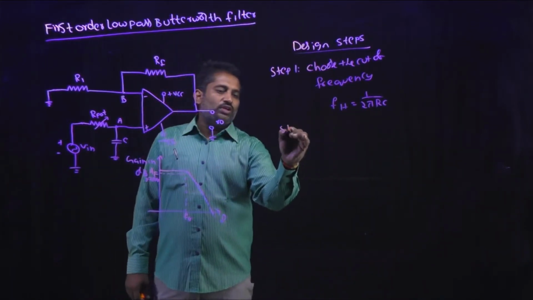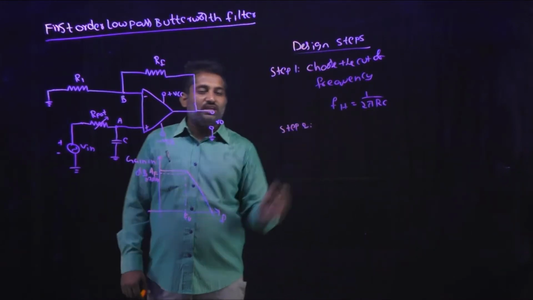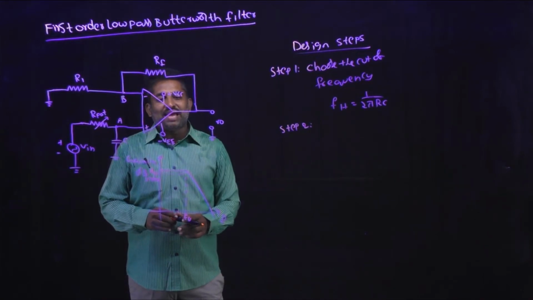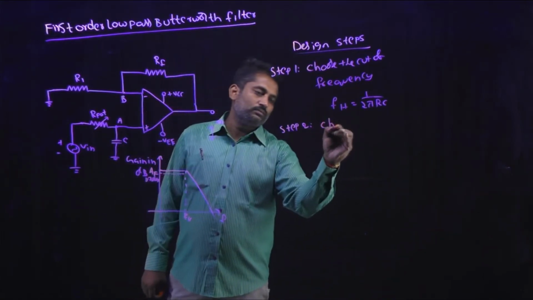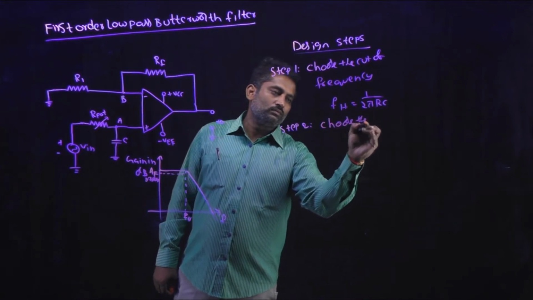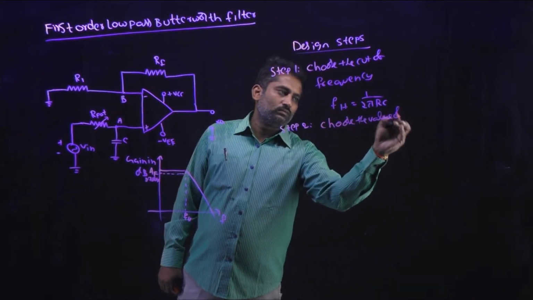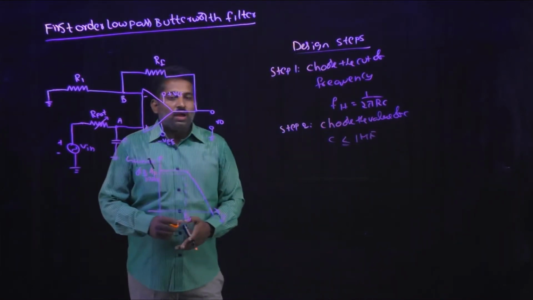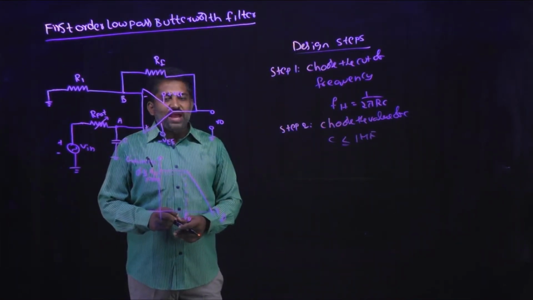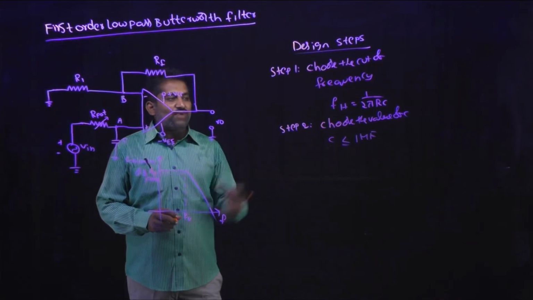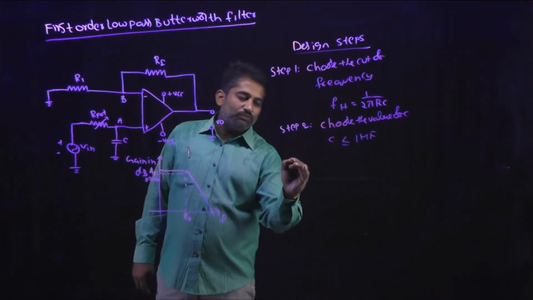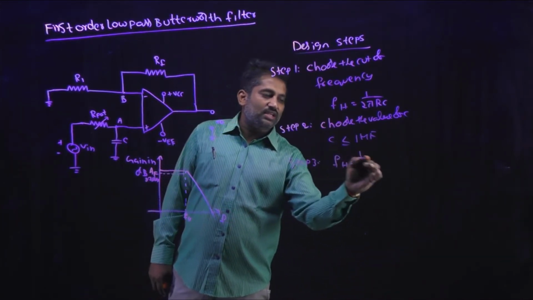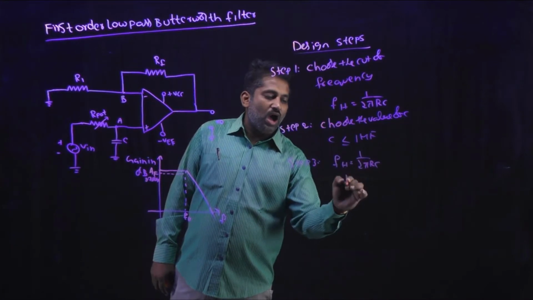And step 2 is choose the value of C. Always the value of C will be equal to or less than 1 microfarad. And from this FH and C value, we can easily calculate the value of R. Step 3: by using the formula for FH, we can easily calculate the value of R.